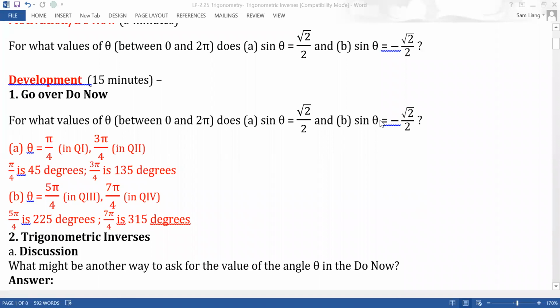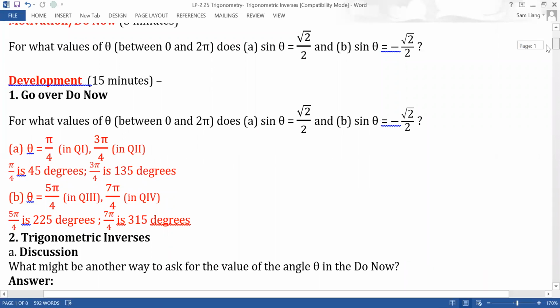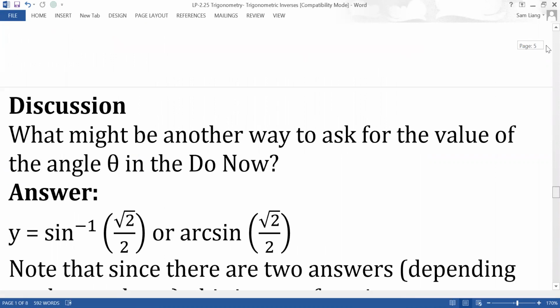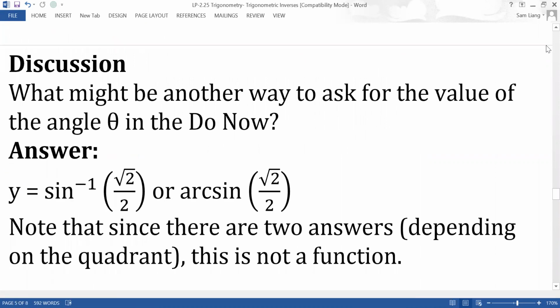Okay. So the lesson today is just about the various components. We're going to first talk about the notation of inverse trig functions, and then we'll talk about the domain and range of inverse trig functions. Okay. All right. First question for you all. Here I wrote the answer. So in a normal class, I would have you discuss, but because we're only on 25 minutes together, I'll just tell you the answer. So first question is, what might be another way to ask for the value of the angle theta in the do now?